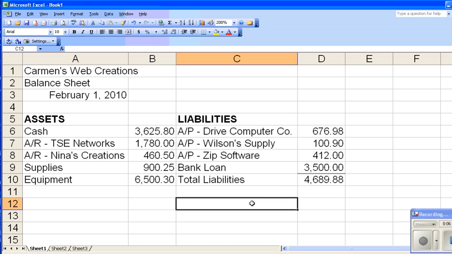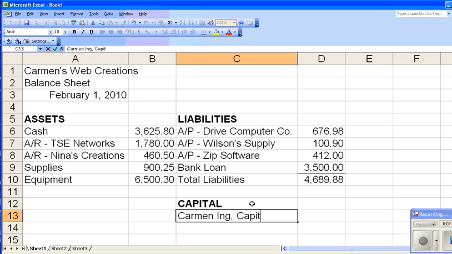The next step that we had on the right-hand side of our paper was our capital. So once again, we're going to bold our title in all capital letters and write the word capital. The owner of our company is Carmen Ng. So here we're going to enter Carmen's name, Carmen Ng Capital, because that is where we're going to determine how much her business is worth to her.